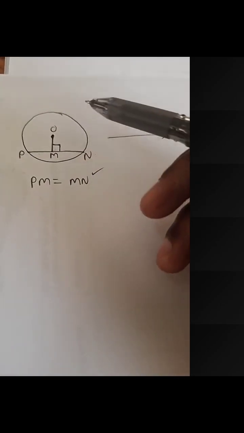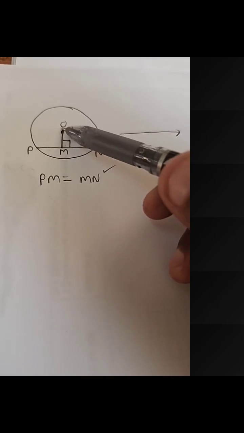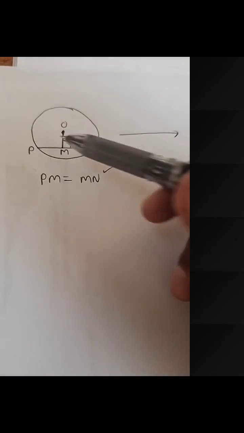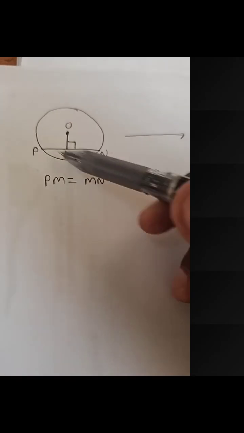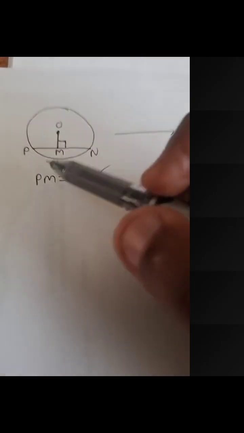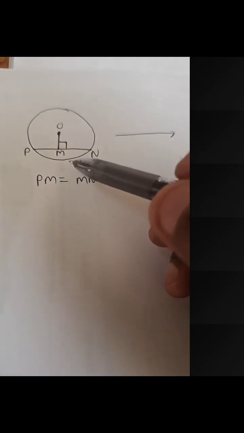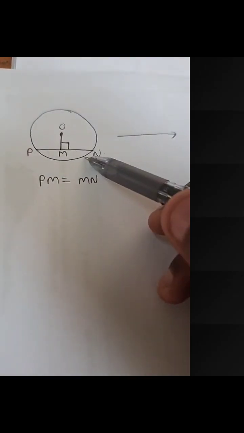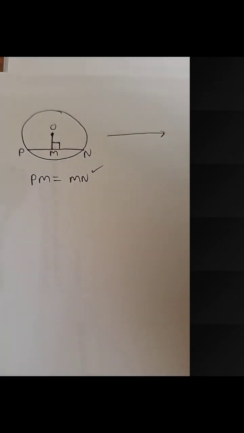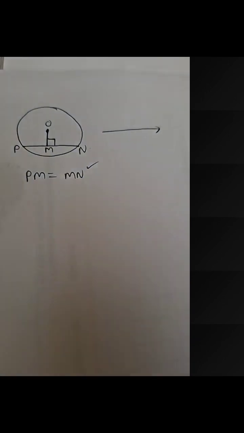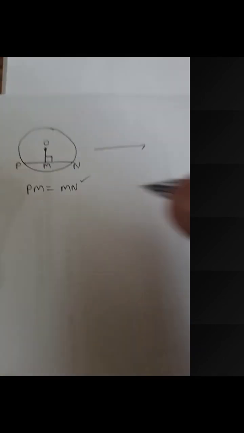from the theorem. A line from the center perpendicular to the chord, what does it do? It bisects the chord. What does bisect mean? It means it cuts this chord into half. What does it mean literally if I'm going to write this down, how do I represent that this line has been cut into half? It means PM is equal to MN. That's what it means. All right? I hope that makes sense, guys.